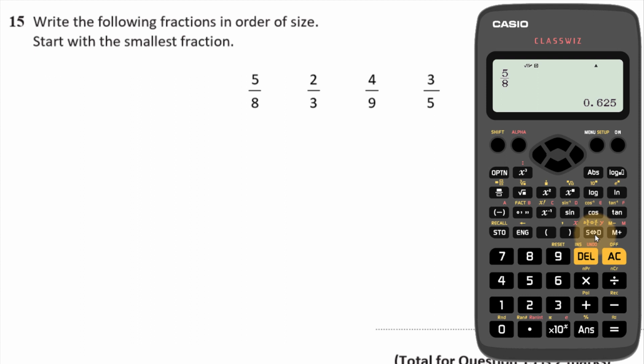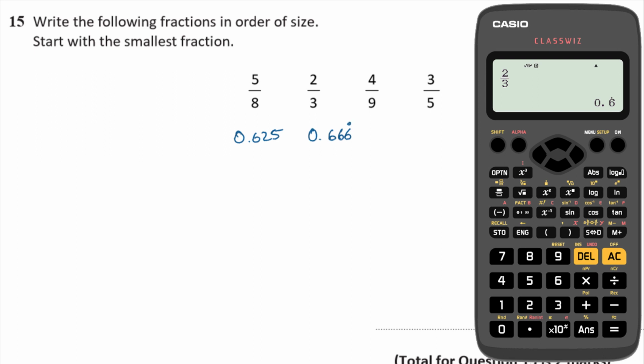So 5 divided by 8, according to my calculator, is 0.625. 2/3. Now that's going to be a recurring decimal, isn't it? It's 0.6 with a dot on it, which is actually 0.666. I'm just going to write all those digits down because I want to be able to compare it with the others easily enough.